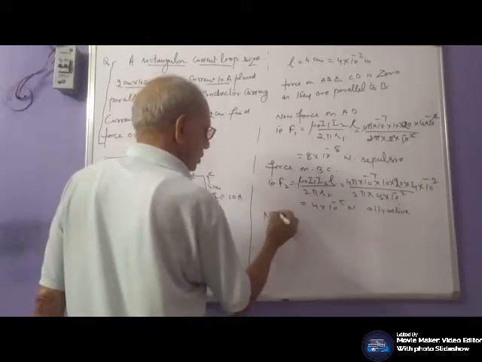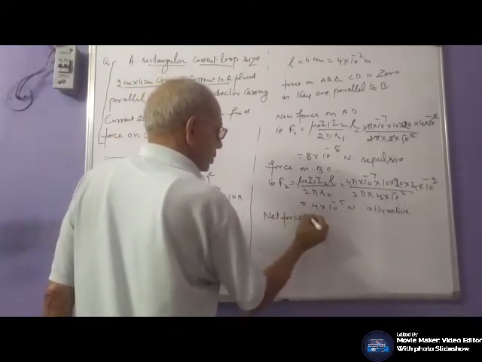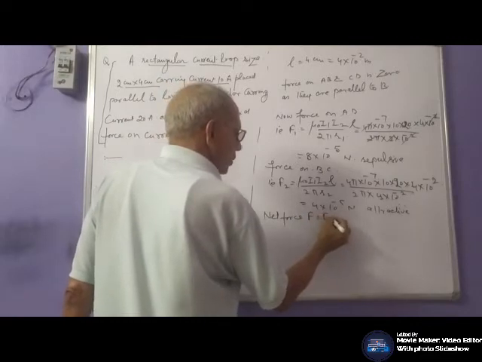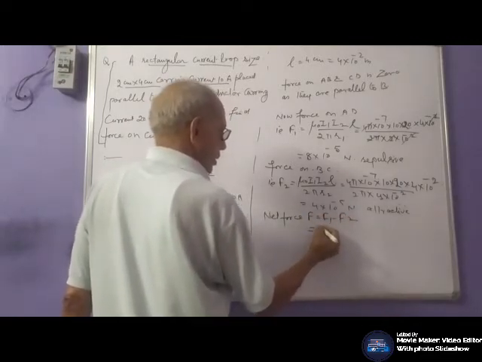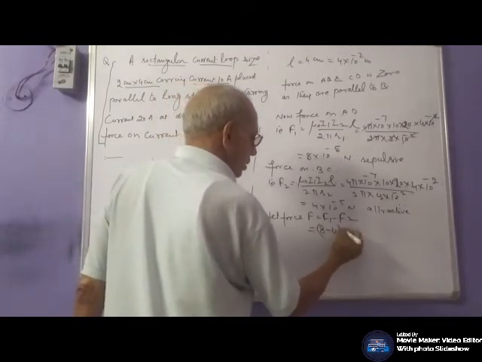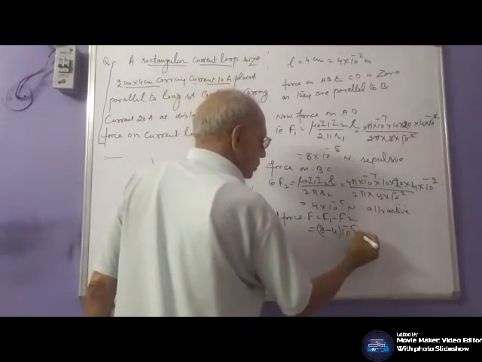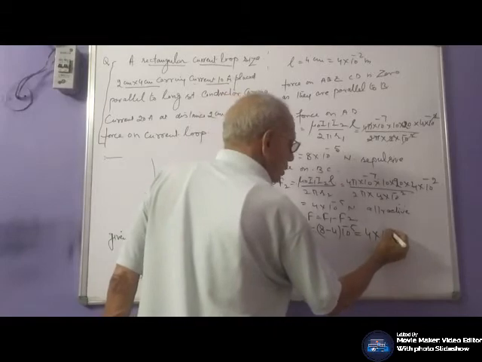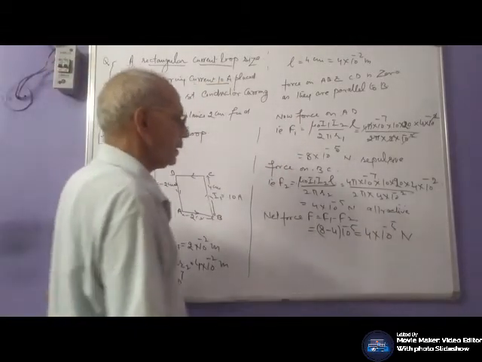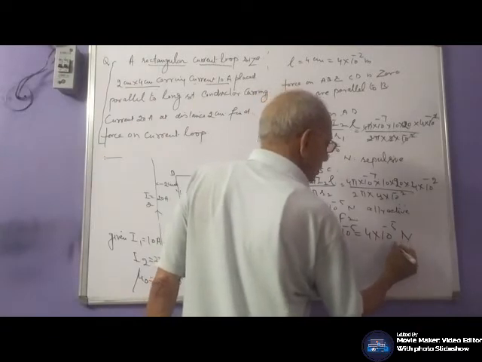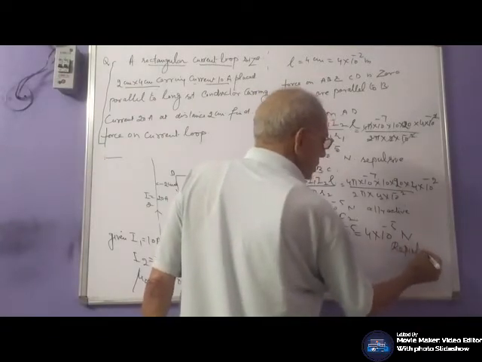Net force is F1 minus F2. It is what? 8 minus 4, times 10 to the minus 5, it is 4 Newton. Which is greater? Repulsive, so net force is repulsive.